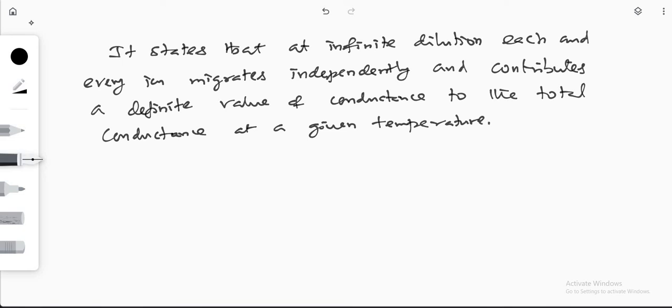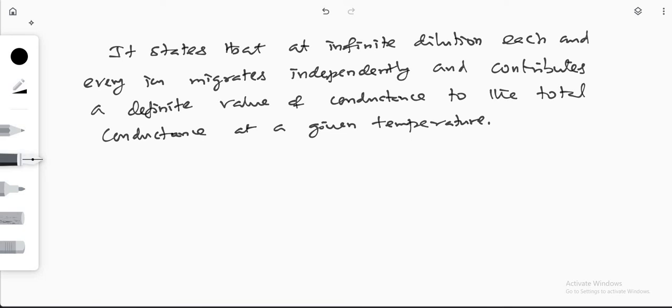Students, observe carefully. This is how we should write Kohlrausch law. If you dilute the solution to an infinite amount, or if you reach infinite dilution, then each ion migrates independently. There is no attraction or repulsion between ions. Each ion moves independently, and each ion will contribute a definite value of conductance to the total conductance at a particular temperature. Each ion has a definite value of conductance.